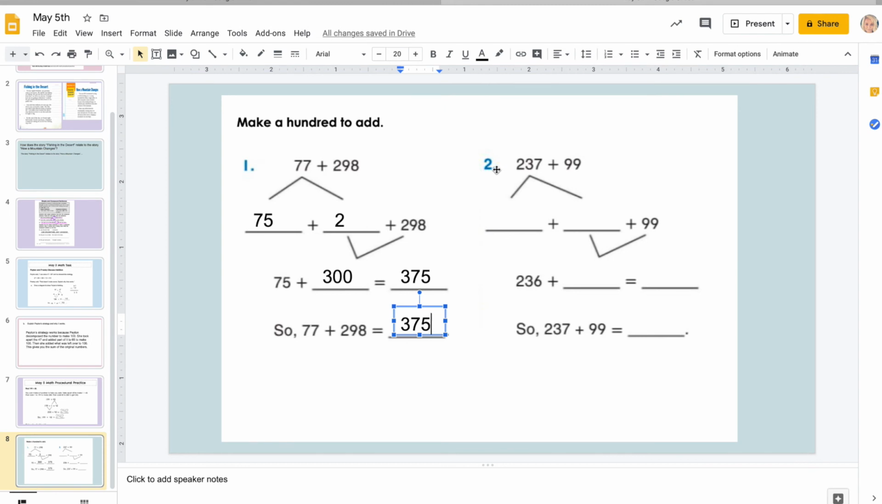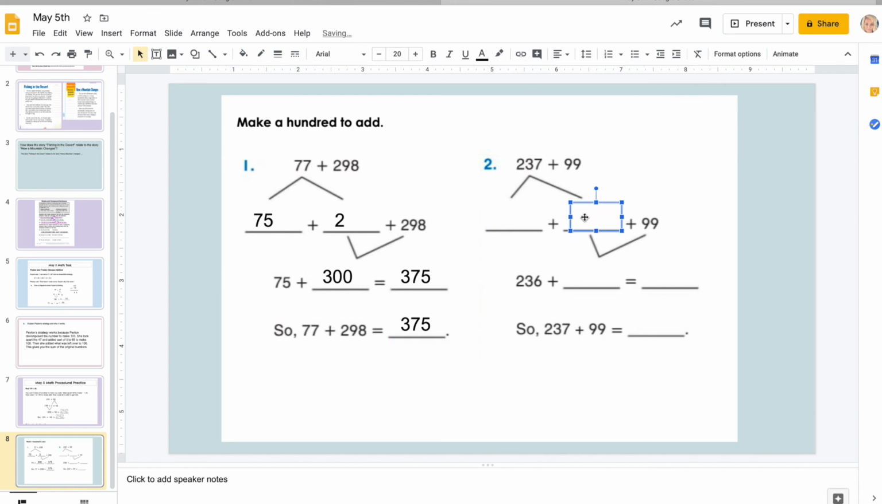Moving on to number 2, we will go ahead and do the same thing. We have 237 plus 99. So what we're going to do is take some from 237 because 99 is so close to 100. It is 1 away, so we're going to take 1 away from 237, which is going to leave us with 236. And we're going to add that 1 over there, making that 100. Oh, no, making that 1, sorry.